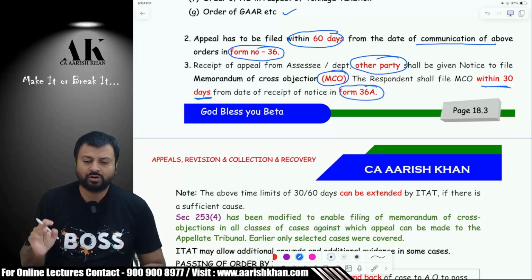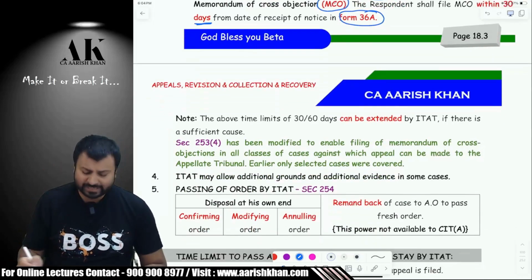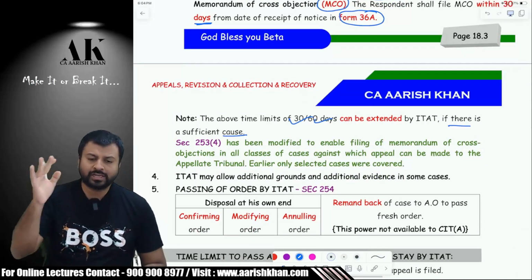I hope it is clear to all of you. Which form? Form number 36A. Now, can this time limit of 30 and 60 days be extended? Yes, it can be extended if there is a sufficient cause. If there is a genuine cause, it can be extended by the department.